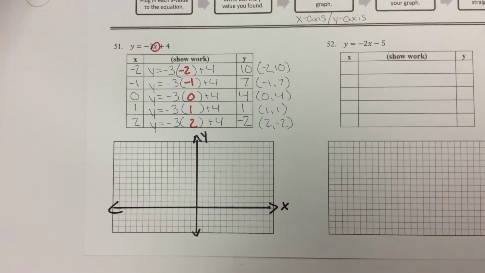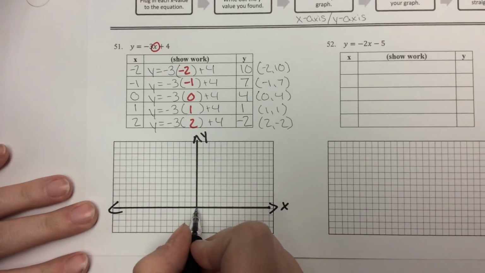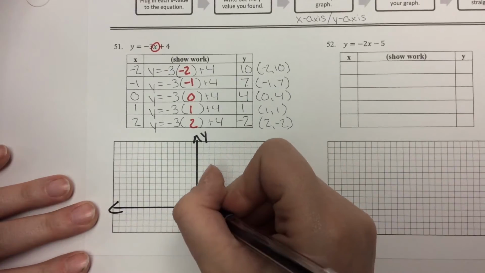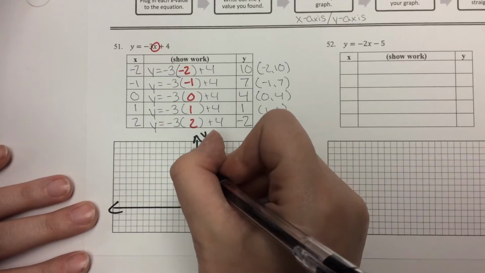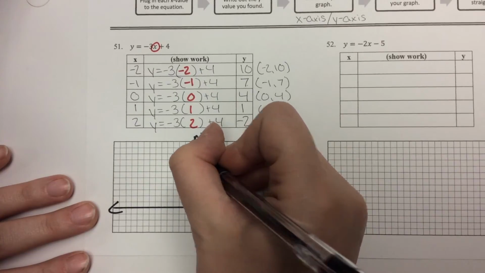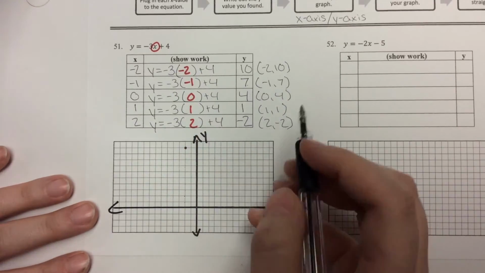Okay, and now we can just go ahead and graph. So we've got -2, +10. So -2 and up 10. Okay, now we have -1, 7.